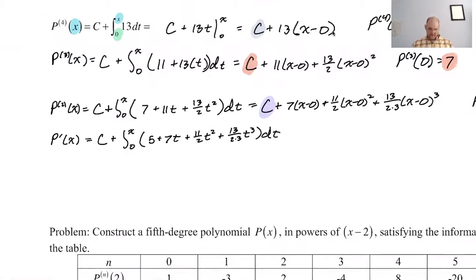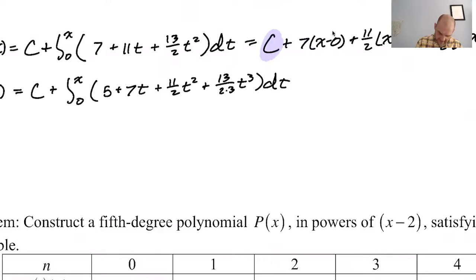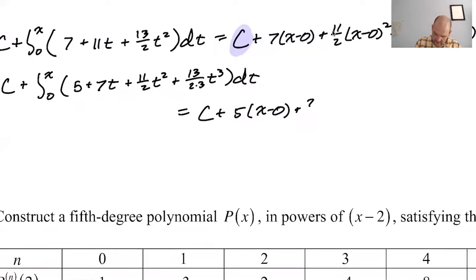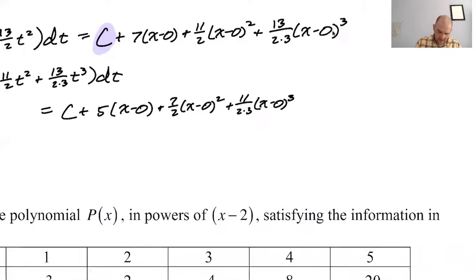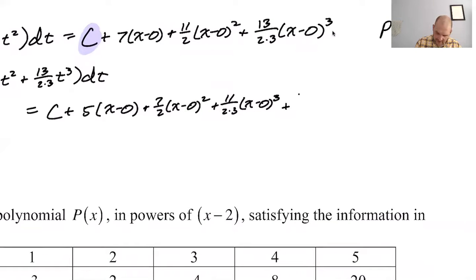5 plus 7t plus 11 over 2 t squared plus 13 over 2 times 3 t cubed dt, which, all right, I'm going to have trouble fitting this on the line, so I'm going to jump down here. So that's c plus 5, the quantity x minus 0 to the first, plus 7 over 2, the quantity x minus 0 squared, plus 11 over 2 times 3, x minus 0 cubed, plus, so what's happening here in these denominators? 2 times 3 times 4, x minus 0 to the 4th.